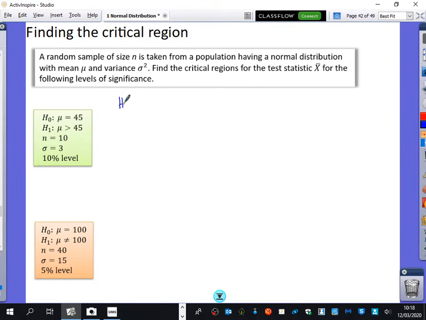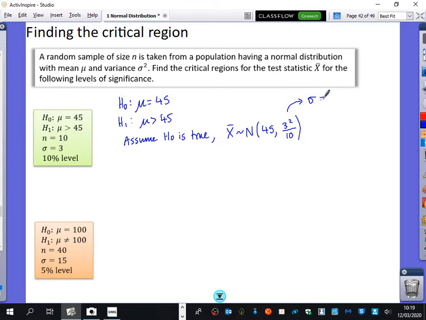So we'll start off and say, again, I'm just going to write these things out. The null hypothesis is that mu is 45, and the alternative hypothesis is that mu is greater than 45. What we're going to do here is assume that H0 is true, just like we did previously. So that means x bar will be normally distributed with a mean of 45 and a variance of 3 squared over the number of things, which is 10. So you might like to say somewhere on your page that the standard deviation is 3 over root 10.